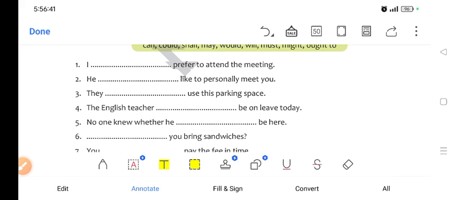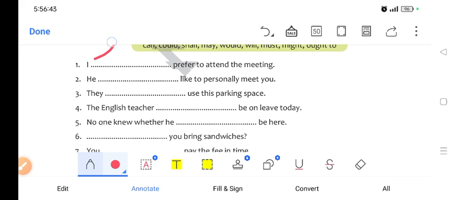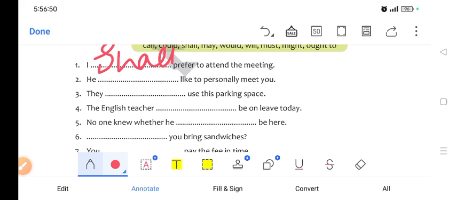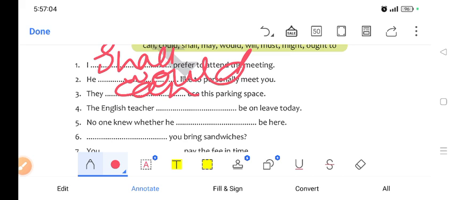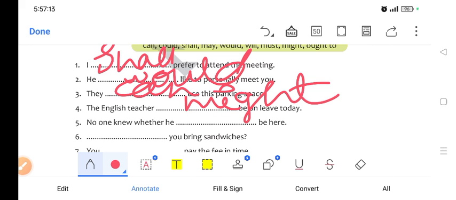Next is, I shall prefer. I shall prefer to attend the meeting. Next question, he would like to meet. He would like to personally meet you. Next is, they dash, they can use this parking space. Understood? The English teacher, here fourth one, the English teacher might be. Okay, possibility is there. The English teacher might be on leave today.